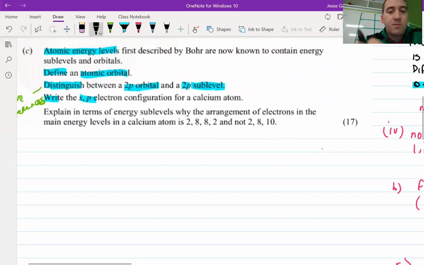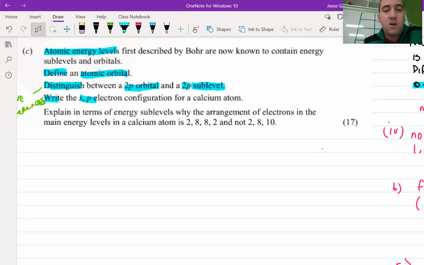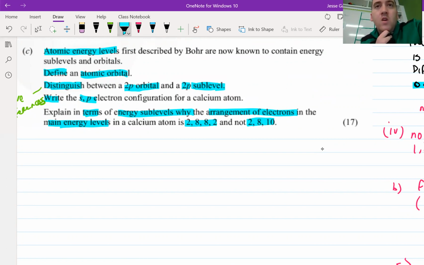And the last one, explain in terms of energy sublevels. Explain in terms of energy sublevels why the arrangement of electrons in the main energy levels in a calcium atom is 2, 8, 8, 2 and not 2, 8, 10. Okay, interesting. Explain in terms of energy sublevels why the configuration is 2, 8, 8, 2 and not 2, 8, 10.